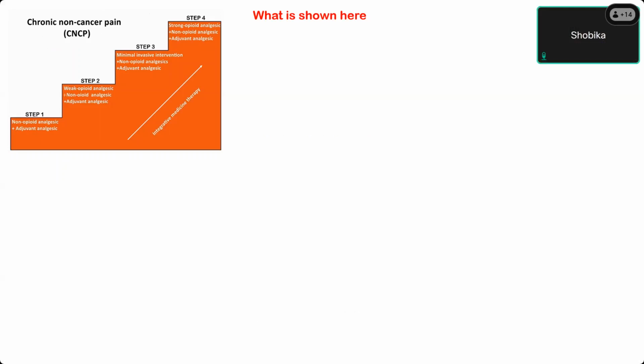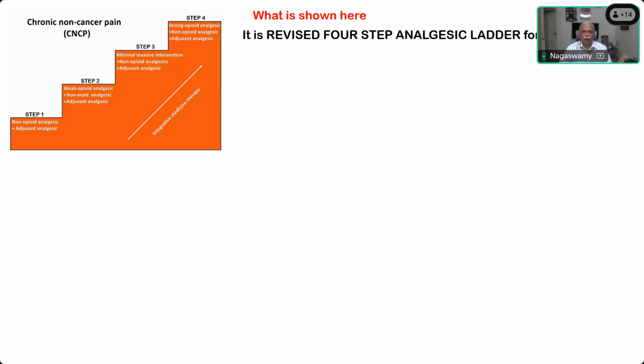Three steps were there in the original. Three steps, sir. One was added. Original, yeah, there are only 3. The revised 4-step analgesic ladder is for chronic non-cancer pain. Earlier it was only 3 steps. Step 1, step 2, step 3. So what was the earlier treatment ladder?